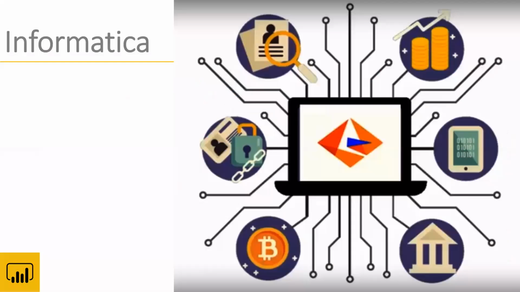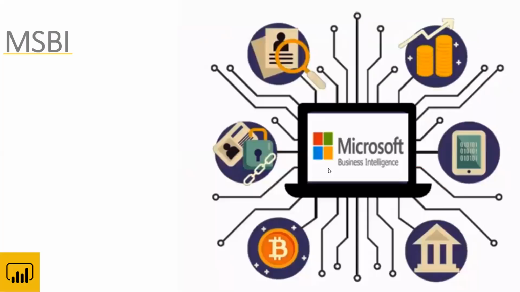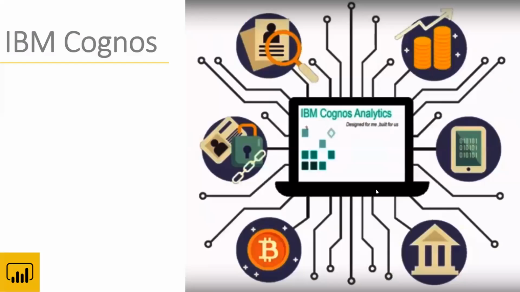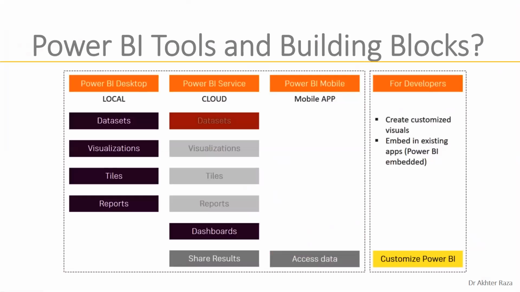And then we have Informatica. Informatica is another tool in the market. It has all the capabilities that Microsoft Power BI has. And MSBI, as I already told you, has three components: IS, AS, RS. Then IBM Cognos is an analytic service, another product of IBM. Power BI is a Microsoft product, and we are going to.